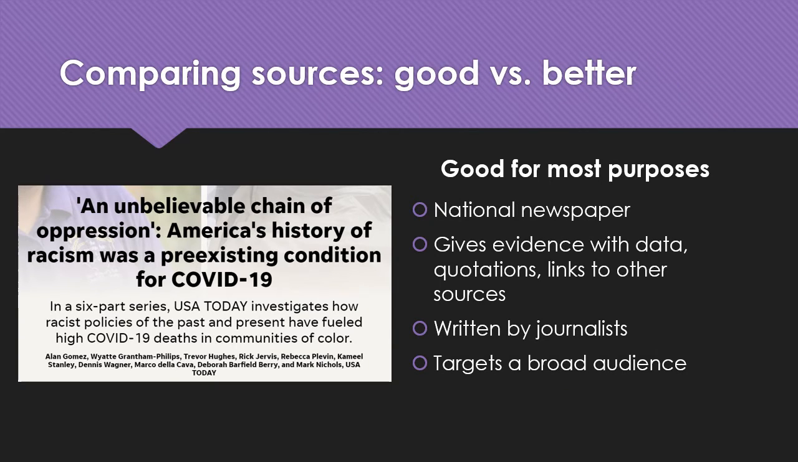It's important to understand that other non-scholarly or non-scientific sources are not necessarily bad. It's just a matter of good versus better. Here's an example of an article you might find through a general Google or internet search. It's from USA Today, which is a respected national newspaper. It was written by a team of journalists and includes an investigation of how racism affects the ways that COVID-19 impacts communities of color. It's in-depth, well-researched, and appeals to a broad audience. For most purposes, it's a good source.